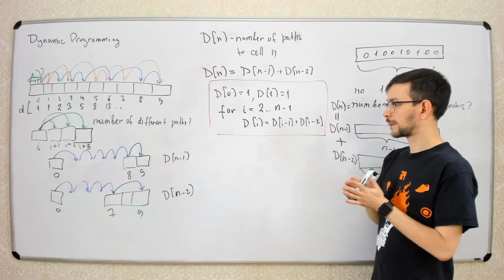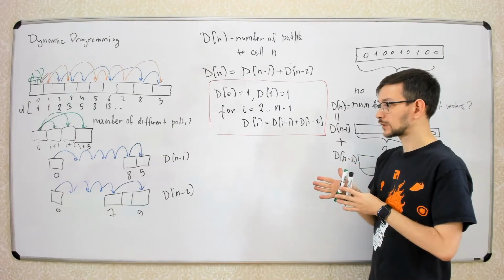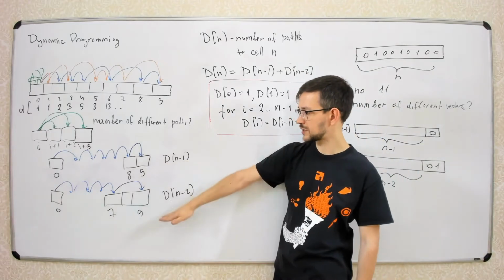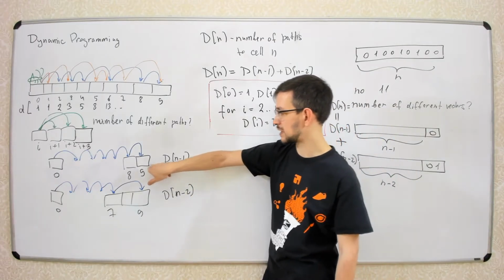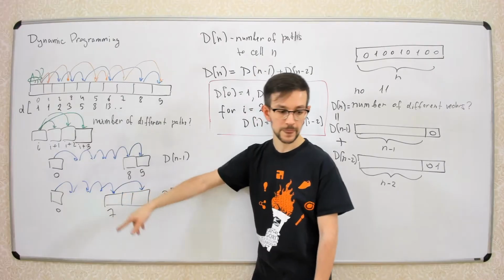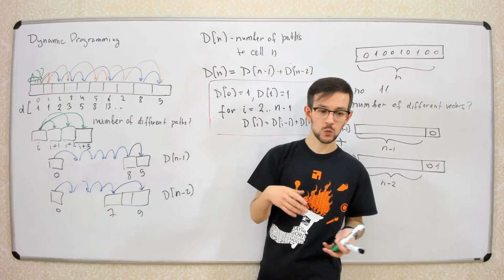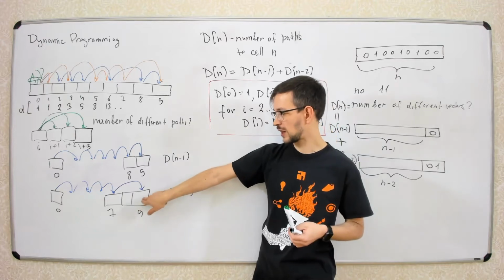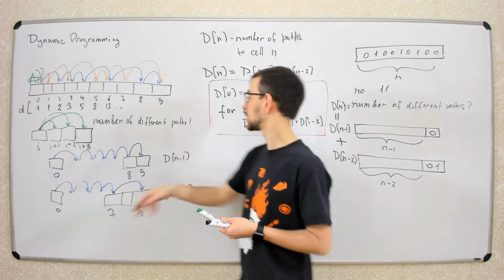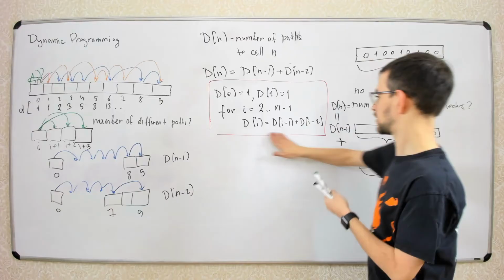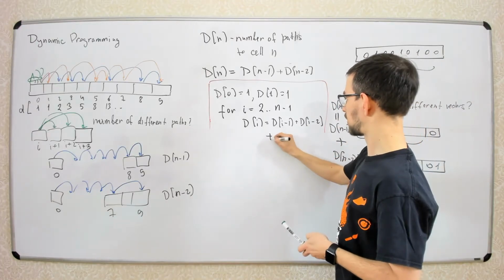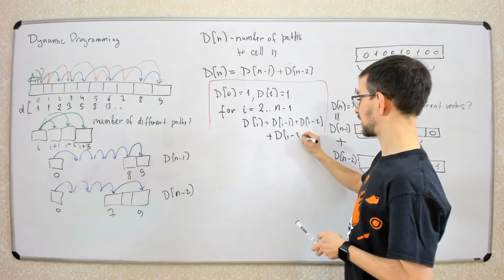Not very much, actually. There will be a third case. Before we had only two cases. We can get from cell I minus 1 and I minus 2. And now we have the third case. We can get to cell n from cell n minus 3. So we need to add another term here. So here will also be plus d of I minus 3.